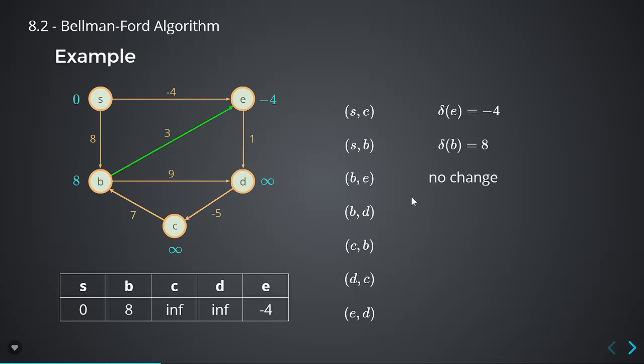Next up, BD. It costs 9 to go from B to D. And it costs 8 to go from S to B. So now it will cost 17 to go from S to D. Next up, CB. Well, I can't go to C anyway, so it costs infinity. So I'm not going to do anything. It's not going to make any change.